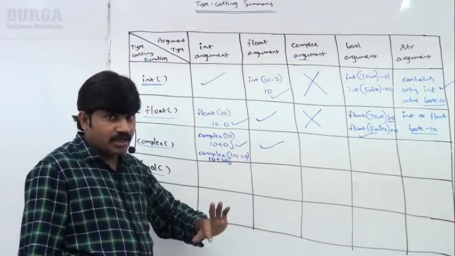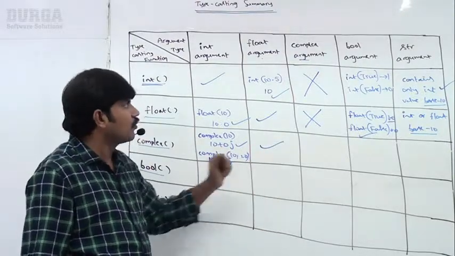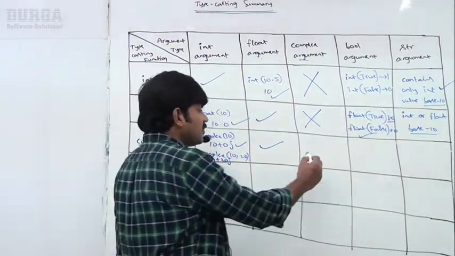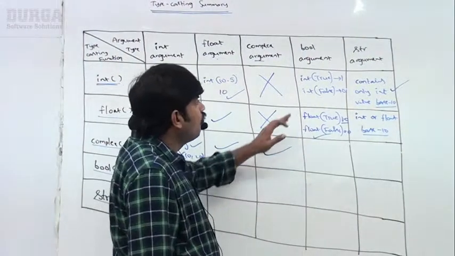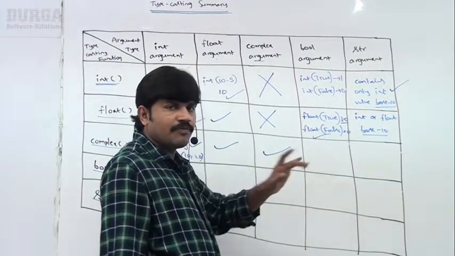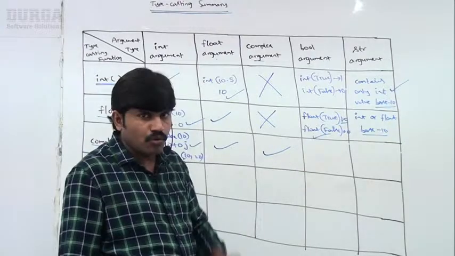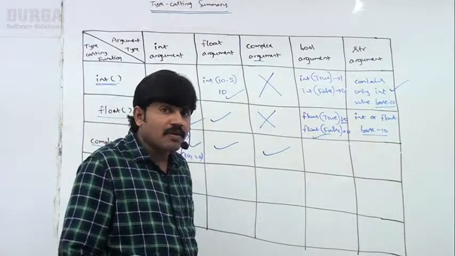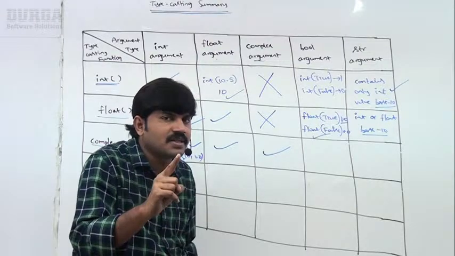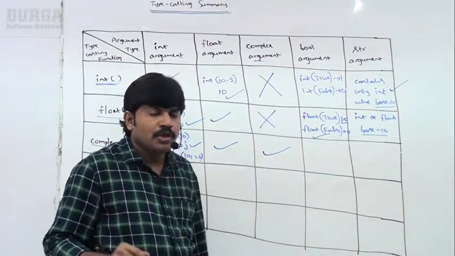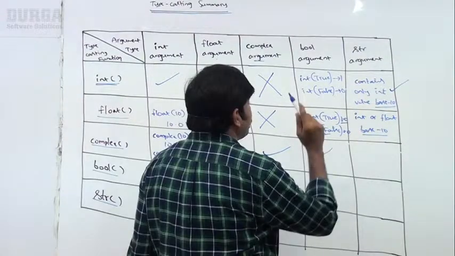Complex, you are getting both the real part and imaginary part. Same rule. Next, complex to complex, anyway always possible. So, bool argument: if you pass a bool argument, it will become only one argument, the real part. Of course, its internal value 1 will be considered if it is true, and if it is false, 0. I will explain with an example.